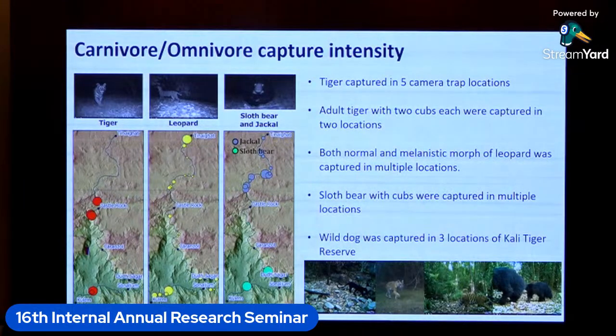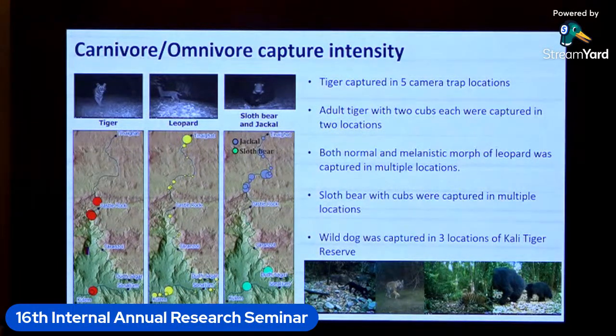We also found a number of carnivores and omnivores there. Tiger we spotted at 5 locations, and at 2 locations with cubs, in both the protected areas. Then leopards we saw at almost 21 locations, and sloth bear also we found close to the railway track with cubs.